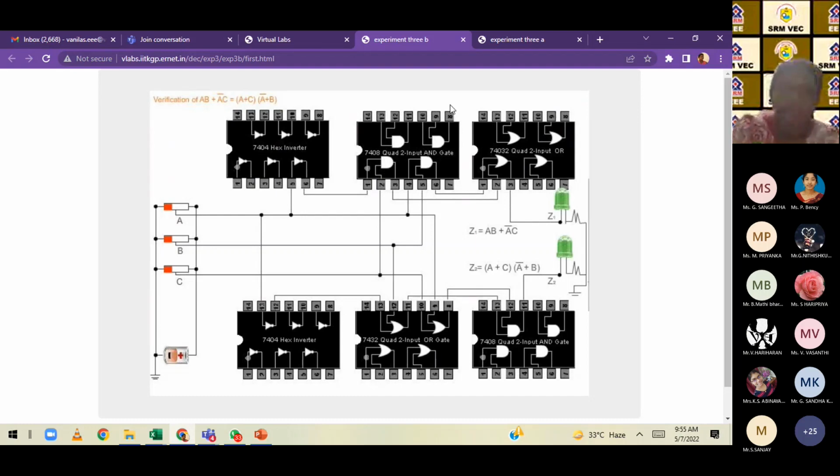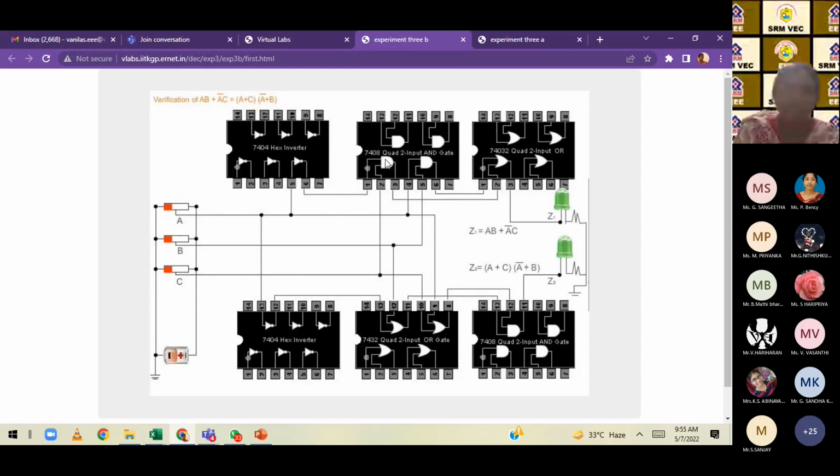So this side is for Z1, and this side we are going to use for Z2. So what is that? AB plus A bar C. This A is taken to the IC, and the output is A bar. Now, this A bar is taken to the AND gate because here we need A bar into C. So for this AND gate, one input is A bar and another input is C.